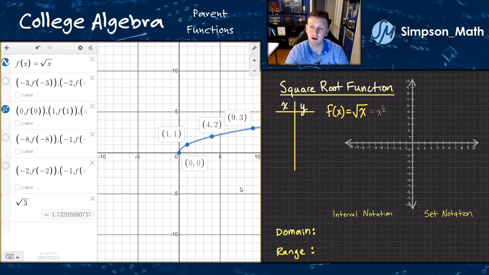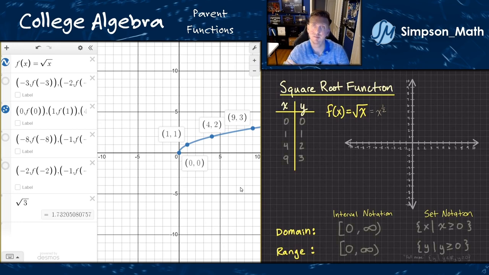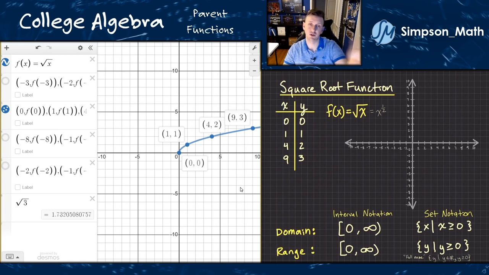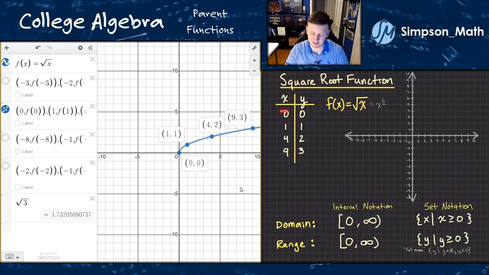All right, so let me copy all this down. So we have our table. I filled in 0, 0, 1, 1, 4, 2, 9, 3. Notice if I tried to plug in like negative 1, square root of negative 1, if we're talking about real numbers, that's undefined. We do know that that's the imaginary number, but in terms of real numbers, that's undefined. I can't put that on the graph. Only real numbers belong on this graph. So we're just going to not graph it, and we're not even going to have that be a part of our tables.